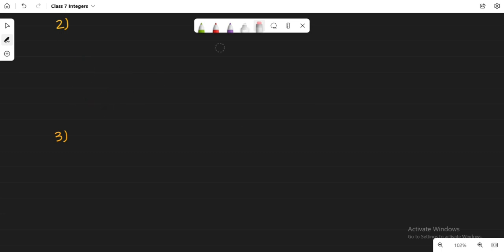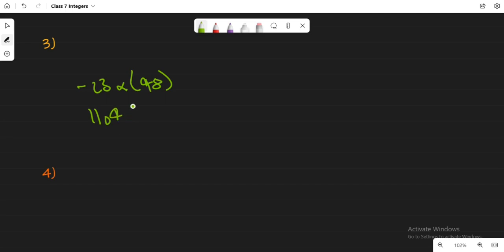Let me erase this. The third way is by using the distributive property of multiplication over subtraction. Let's take an example, say minus 23 into 48. If we do the tough method, it will come out as 1104.